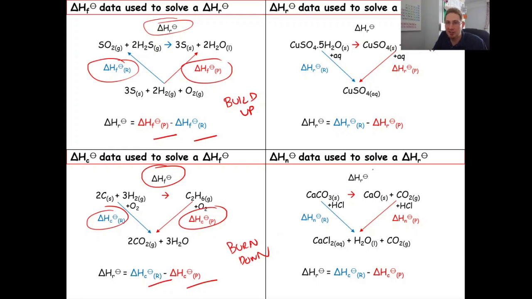For neutralisation data, this is another example of using neutralisation data to get an enthalpy change of reaction. And up here, this is one of the practicals you did. This is using reaction data to get another reaction's data. It should be fairly straightforward. You just need to practice these things to get good at them. Just be meticulous and careful with your working.